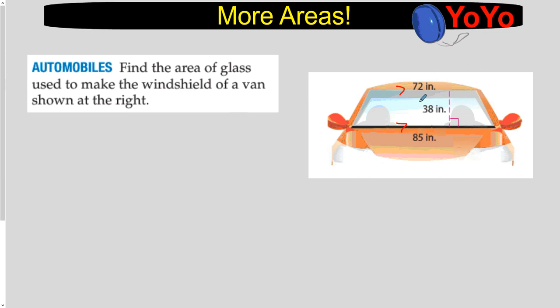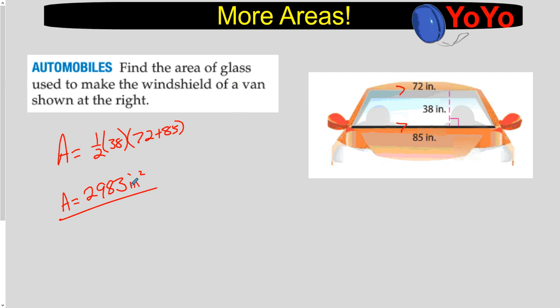The height between them is 38. So the area is going to be 1/2 the height, or in this case 38 inches, times the sum of the bases. So 72 plus 85. So you can plug all that into your calculator all at the same time. 0.5 times 38 times 72 plus 85. Make sure those are in parentheses if you're doing this all at once. The area is going to be 2,983 inches squared.